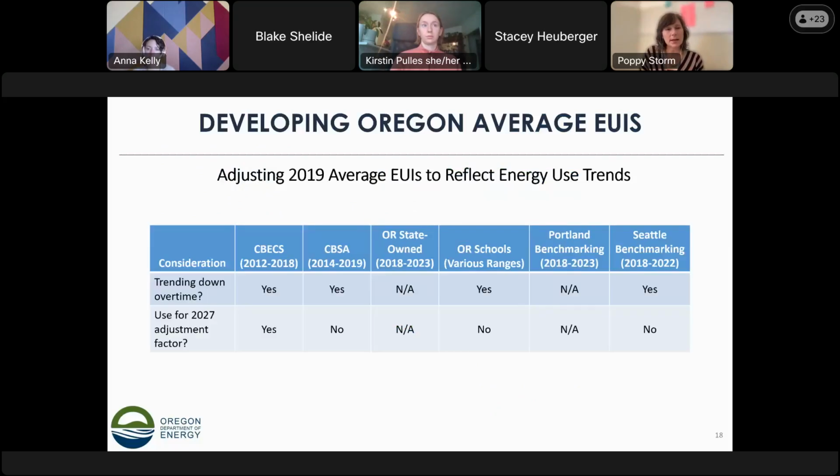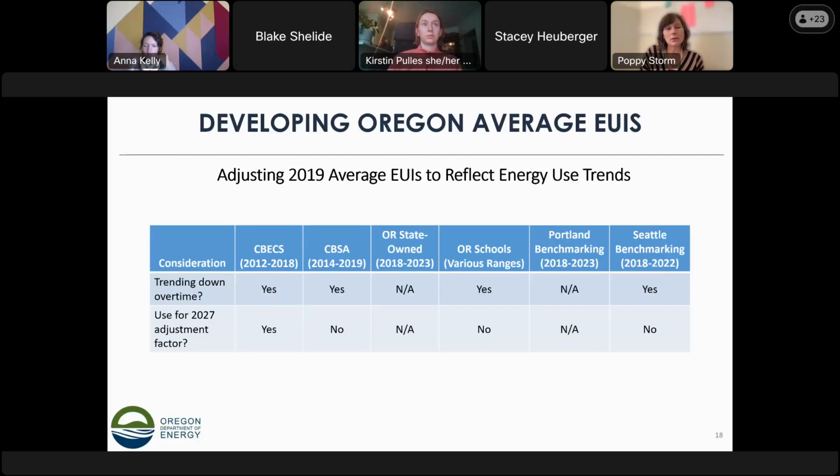So this is a summary of all of the different data sets and whether or not we saw a trending down over time, which is this first row, and then also whether or not we recommend using that trend line for the 2027 adjustment factor. And so if you go across the table in terms of trending down over time, the CBEX, yes, it's trending down over time. It's an average of 10%. CBSA is the next column. We also see a trend down there.